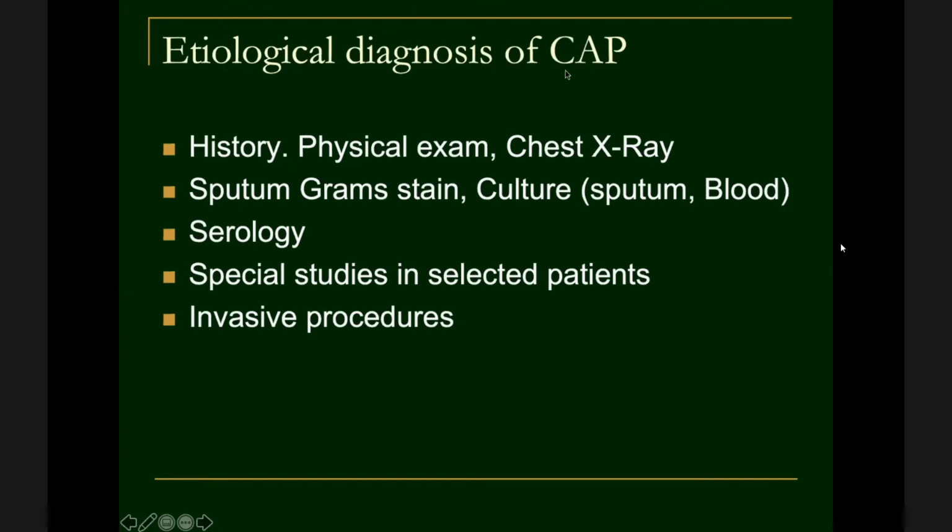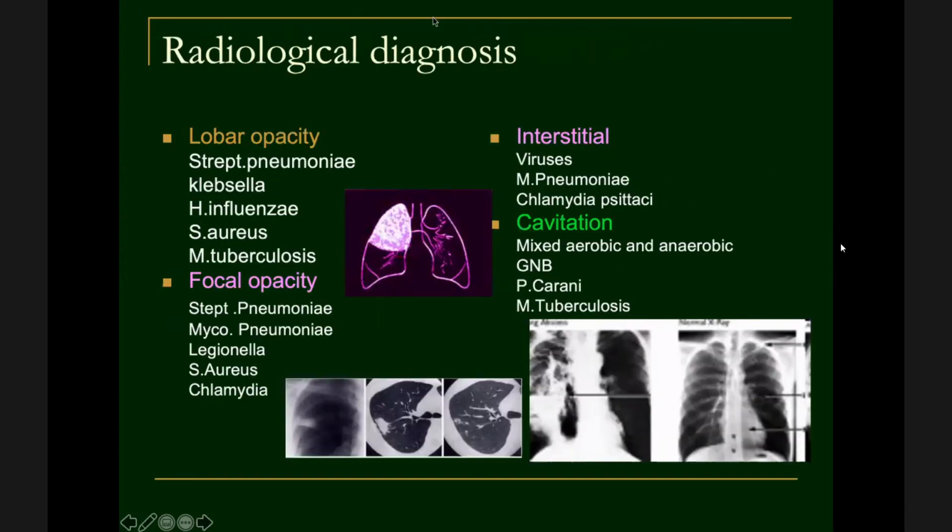Etiological diagnosis of community-acquired pneumonia: the history, physical examination, and chest X-ray. You can go for sputum Gram stain and culture of the sputum and blood, and you can send for serology. Special studies in selected patients and invasive procedures can be done to prove the etiological diagnosis. The imaging that you can do is a chest X-ray.